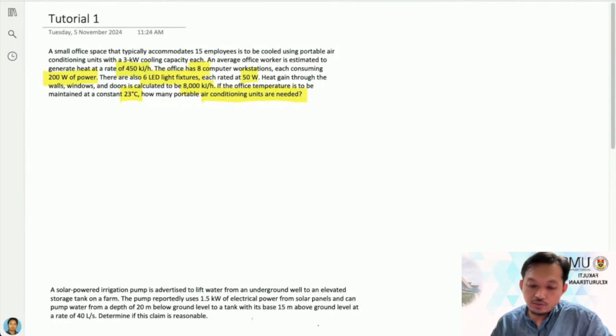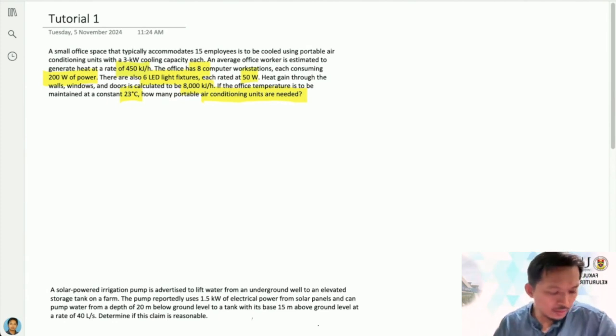needed? If you notice here, it's more or less similar to the tutorial question, just for a different scenario. The first order of the day to solve this question is to calculate the heat load. After you get the heat load calculation, we can see what the capacity of a single air conditioning unit is, and from there we can determine the number of air conditioning units.